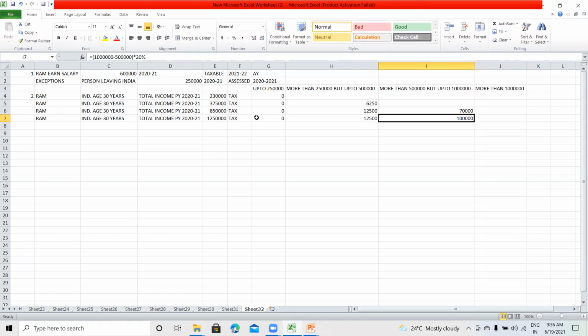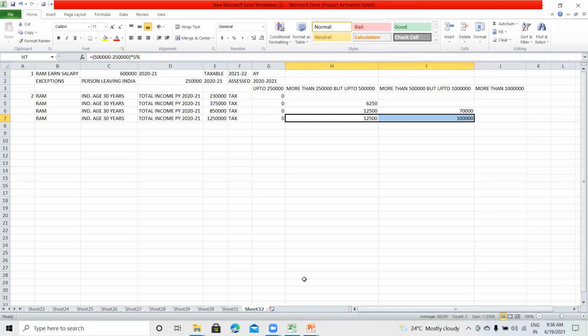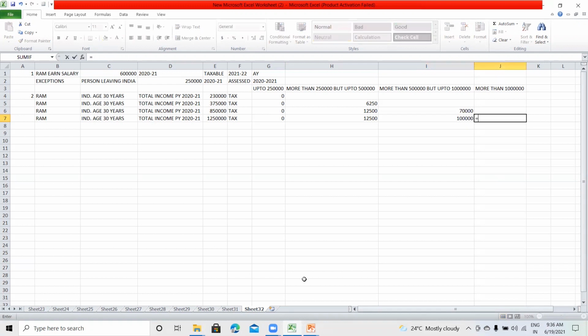So as per this, 1,12,500 plus 30% of income which is more than 10 lakh. The income is 12,50,000 minus 10 lakh, the excess will be taxable at the rate of 30%, which is 75,000.